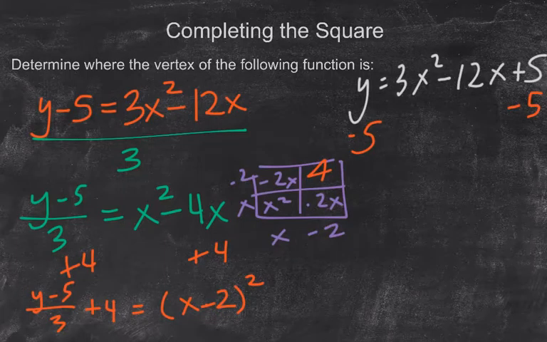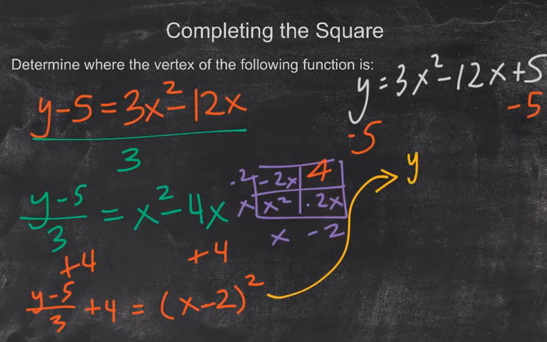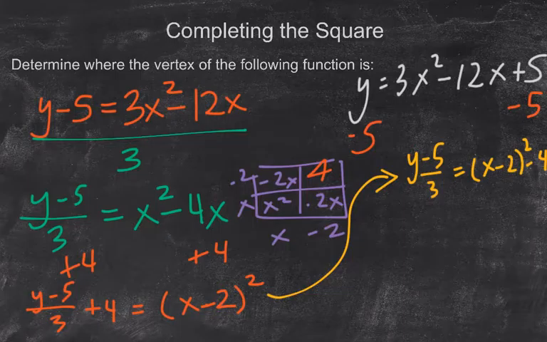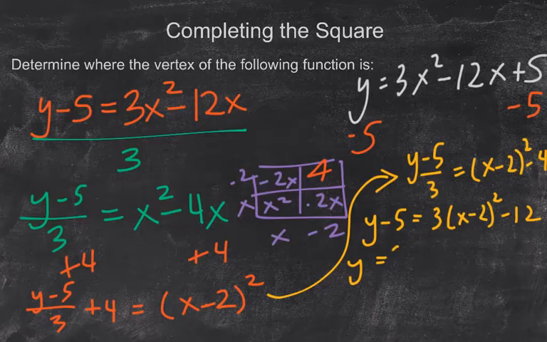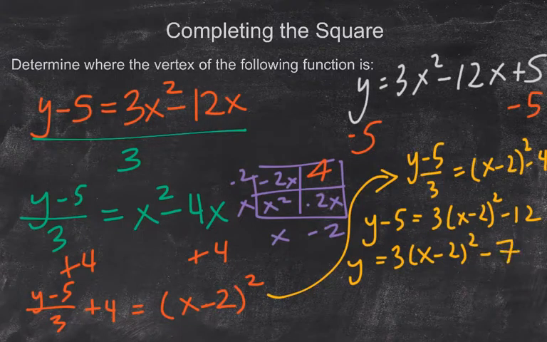And then I can go about that process of putting everything back when I solve for y. So 5 less than y divided by 3 equals x minus 2 squared minus 4. And then I'm going to multiply everything by 3, remembering that I'm multiplying my perfect square and the units term by 3. And then I'm going to put those units back. So 3 times x minus 2 squared. And then I had minus 12. I'm adding 5 more, so that's going to be minus 7. And my vertex is at 2, negative 7.